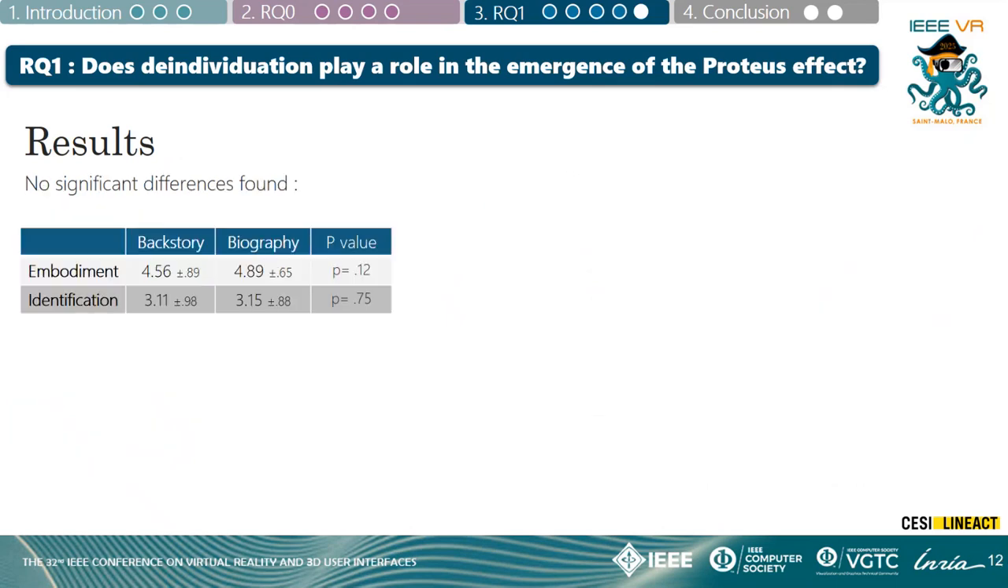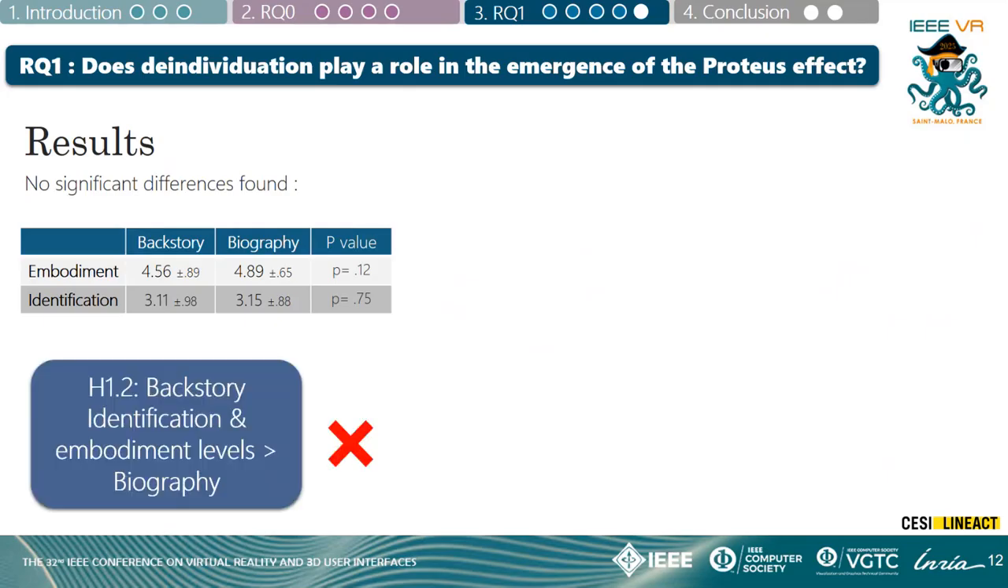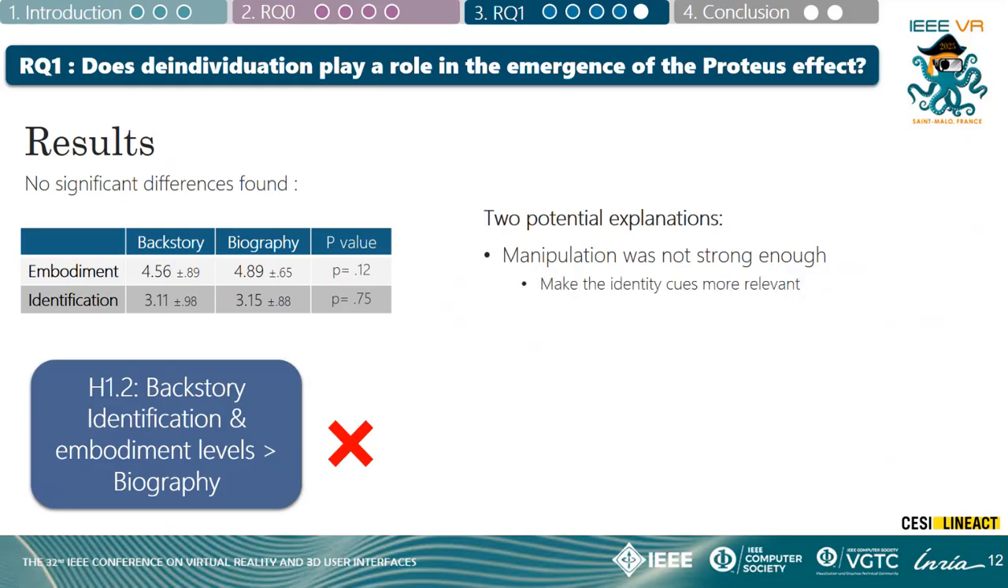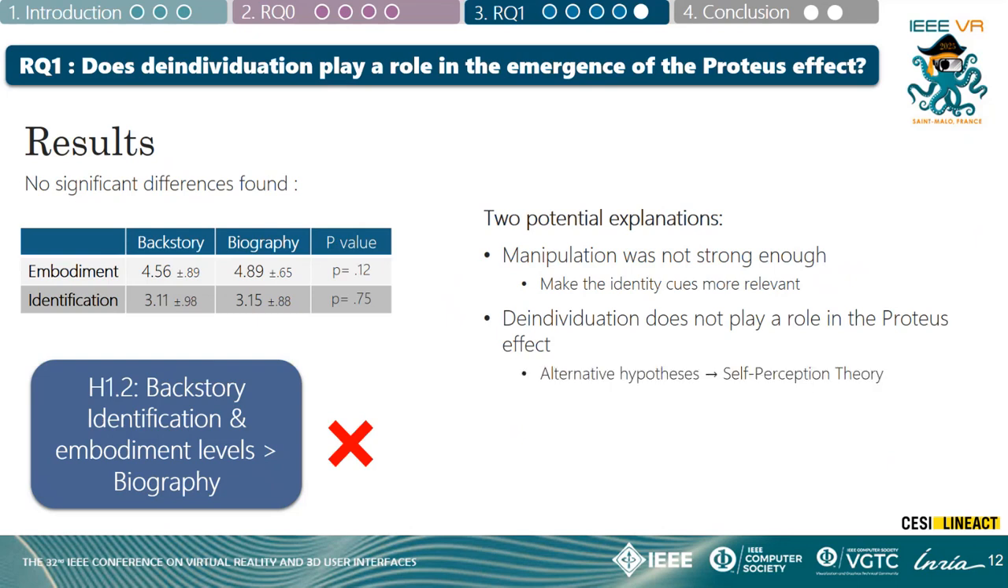Similarly, when analyzing embodiment and identification levels, we also didn't find a difference between the individuation conditions like we had hypothesized. The lack of results regarding these two hypotheses may be explained in two ways. Firstly, it is possible that our manipulation of the individuation was not strong enough to truly shift participants' deindividuation. This can be improved by maybe making the identity cues more relevant to the participants. The second explanation is that simply the individuation doesn't play a role in the Proteus effect, and we can thus consider alternative hypotheses such as self-perception theory.